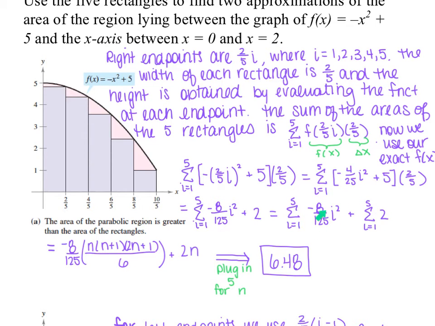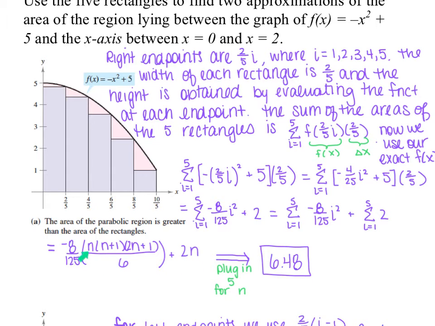So when I focus on the i squared, you can see how my negative 8/125, that's just a constant, just a number, so it still goes in the front. And then this replaced my i squared. And then when I look at my 2, that's like your c value, so it's just going to be cn. So 2 times n.